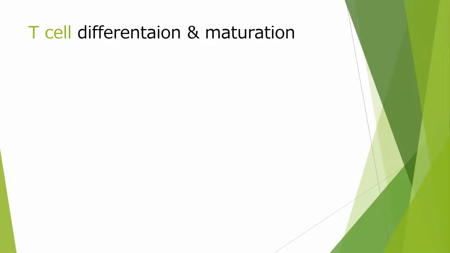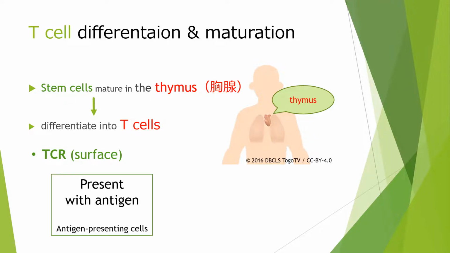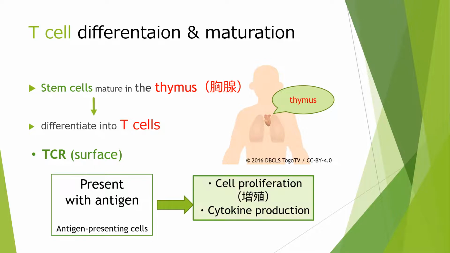Next, let's look at the growth process of T cells. Stem cells that come from the bone marrow mature in the thymus, differentiate into T cells. T cells express TCRs on their surface, and when presented with antigens by antigen-presenting cells, they perform a variety of functions, including the increase in cells and cytokine production.